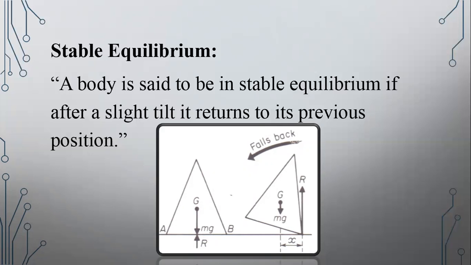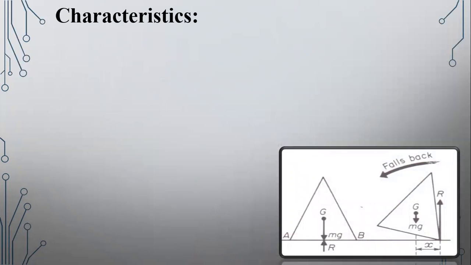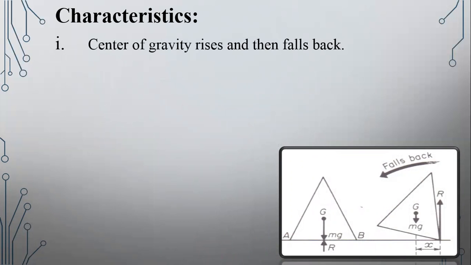So what are the characteristics if a body is said to be in stable equilibrium? So those characteristics are, number one, center of gravity rises and then falls back. The center of gravity rises and then falls back.